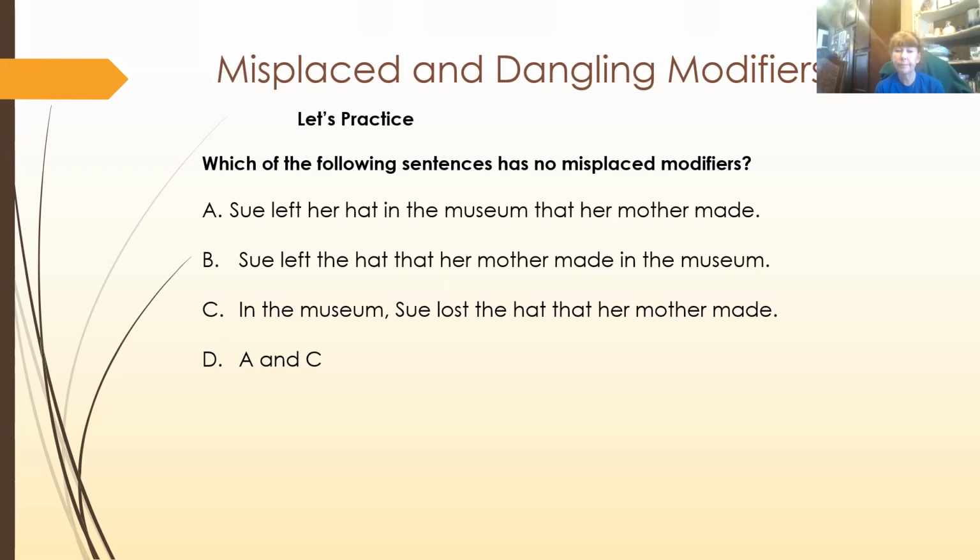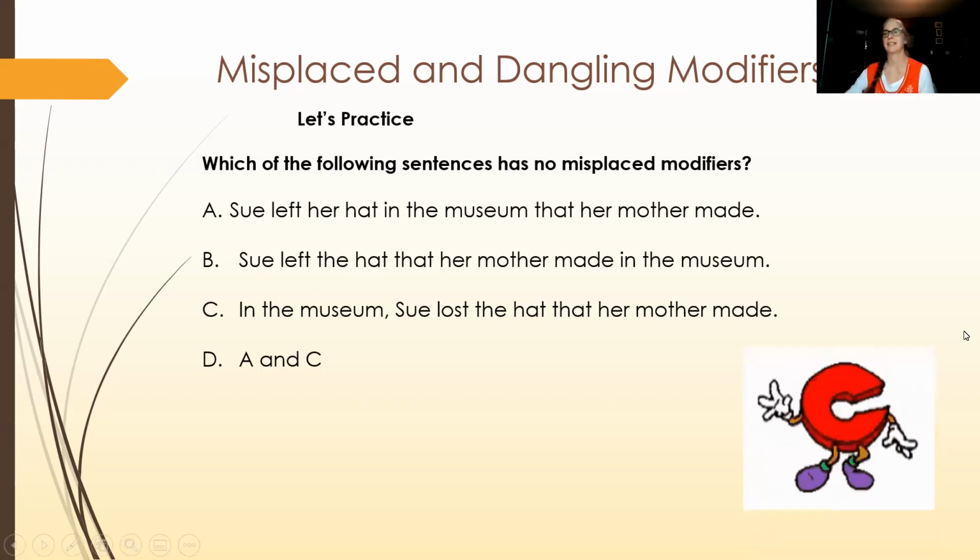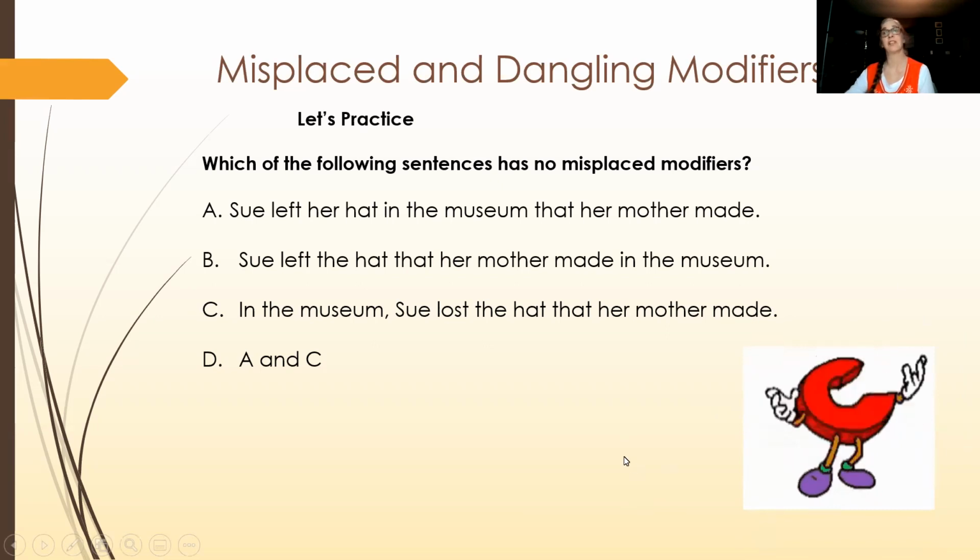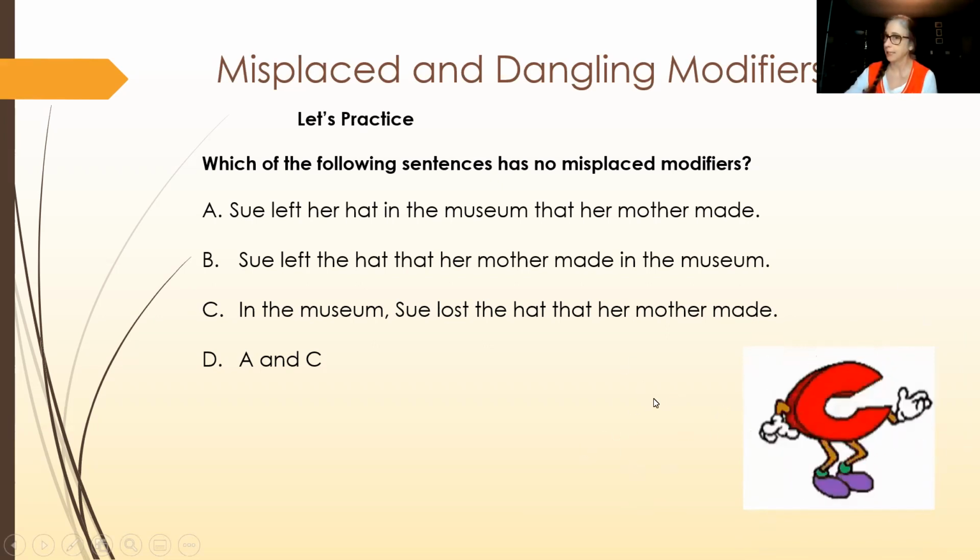Read it out loud again, nice and slowly. Sue left the hat that her mother made in the museum. So you can push it in the museum or her mother made it in the museum. Exactly. Did she leave it in the museum or did her mother make it in the museum? Absolutely. So the only correct one is C. Good job, Joy. Yeah, they're a little tricky. That's why I encourage you to go back and watch this again.